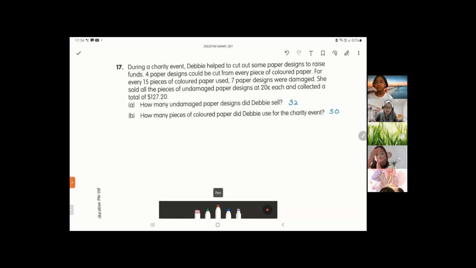During a charity event, Debbie helped to cut out some paper designs. Okay, wait.